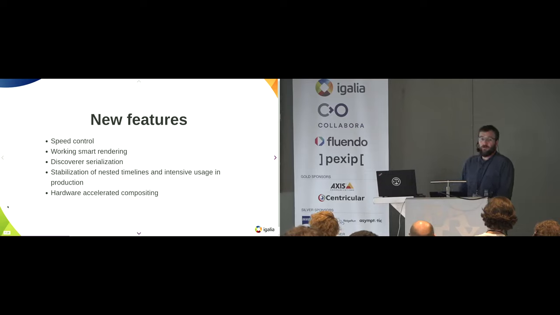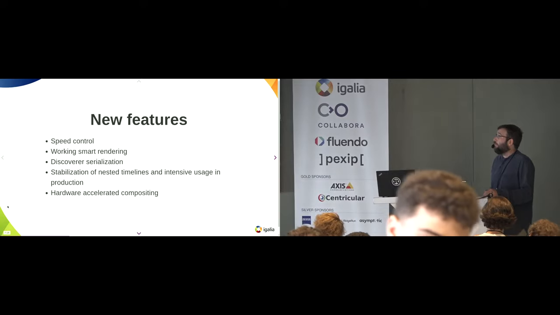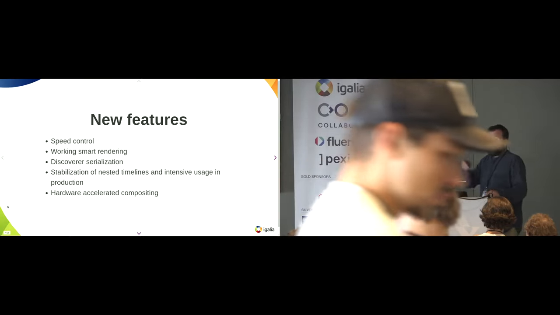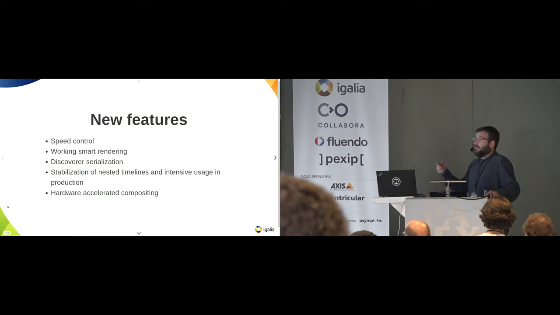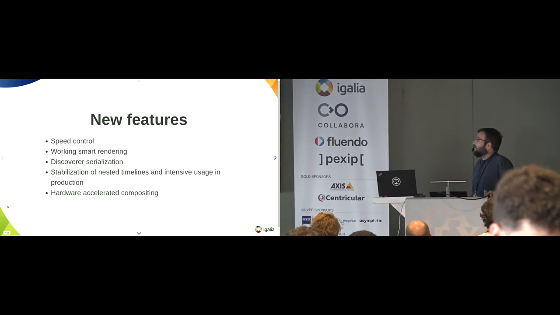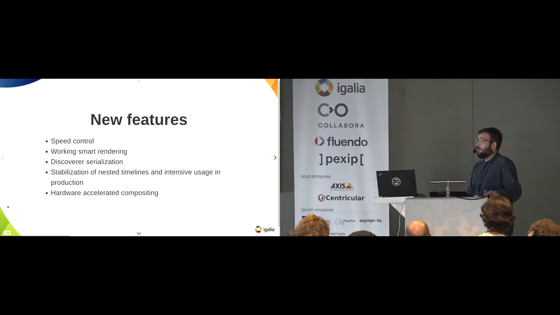I am going now to describe a bit more what has happened in the last 4 years. Quite a few features have been implemented. Speed control. We have been working on implementing the basic features inside GStreamer for a long time, but recently we took the time to actually implement support for controlling the playback speed of each source inside the GES and NLE. And I will describe a bit what implication it has on the project.